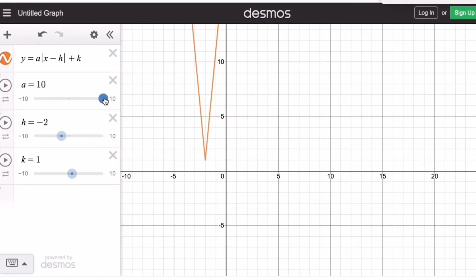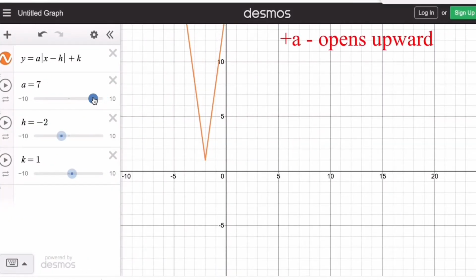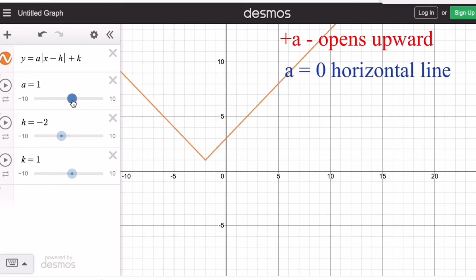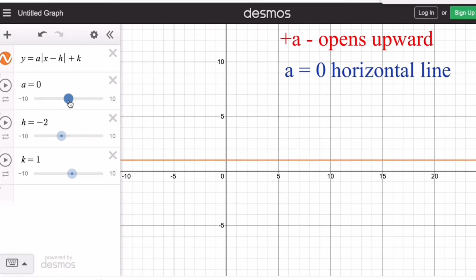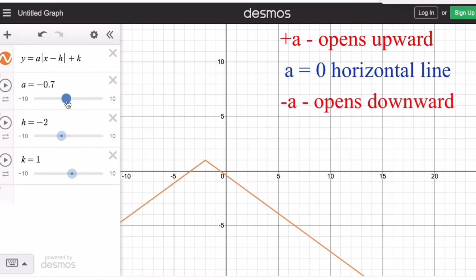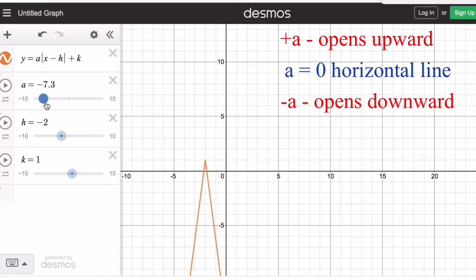We remember that if a is positive, the graph opens upward. If a becomes 0, then the graph becomes a straight horizontal line. On the other hand, if the value of a is negative, the graph will open downward. We also remember that a is called the stretch factor, meaning it makes the graph vertically stretched, which makes it narrower, or horizontally compressed, which makes it wider.